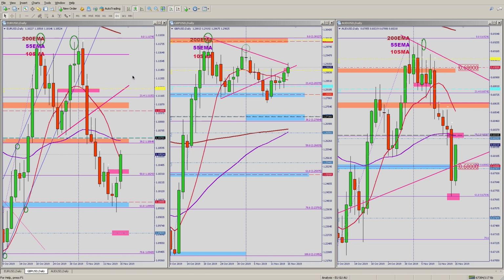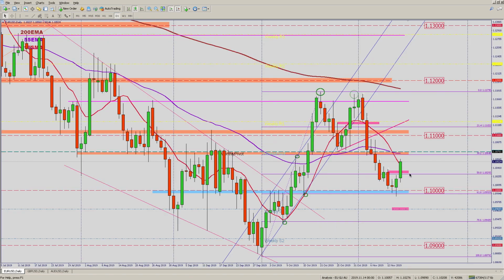This is the weekly analysis for Euro, Cable and Aussie dollar for the third week of November. Let's start off with the Euro.